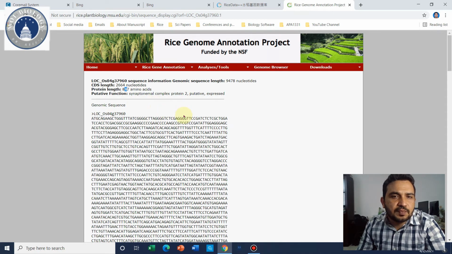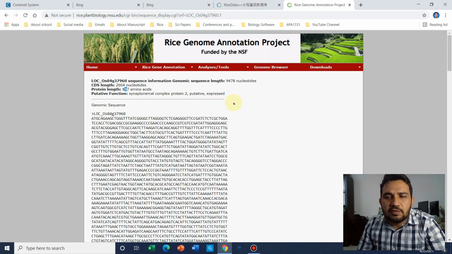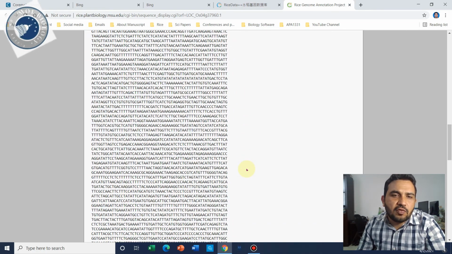The protein length is 887 amino acids. So what is its putative function? It is required for synaptonemal complex protein 2, putative, expressed. So that's all. Hope you now understand what a gene is.